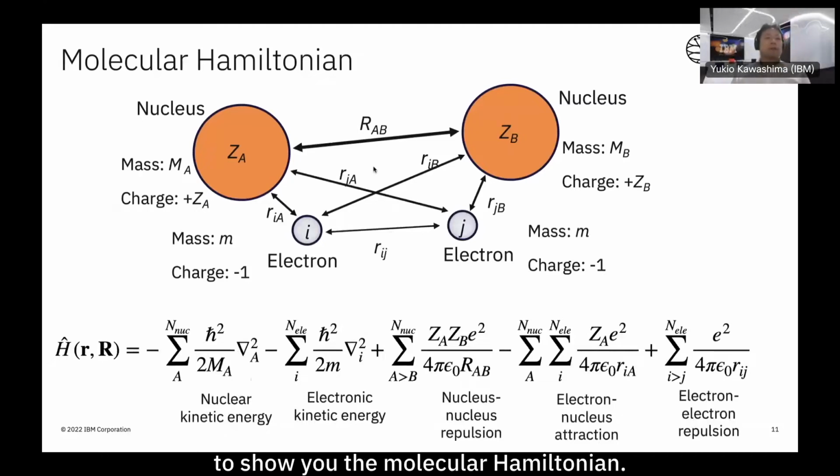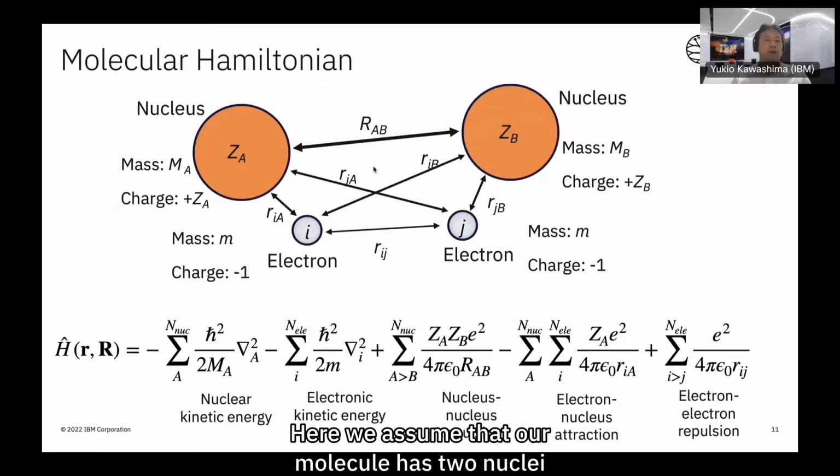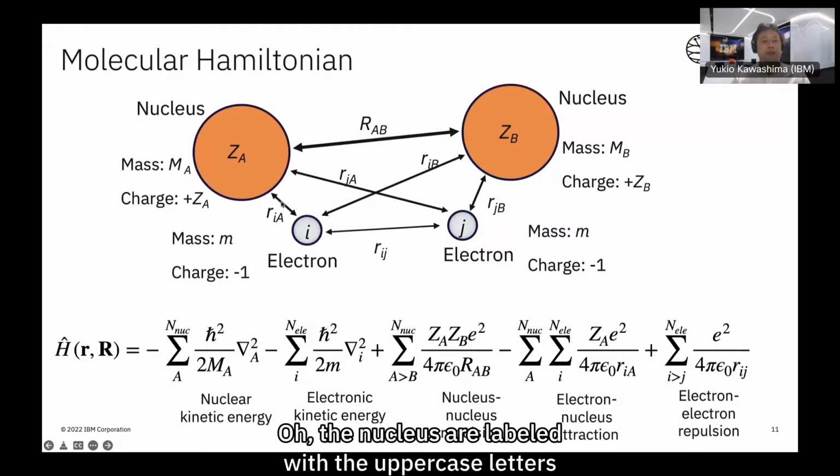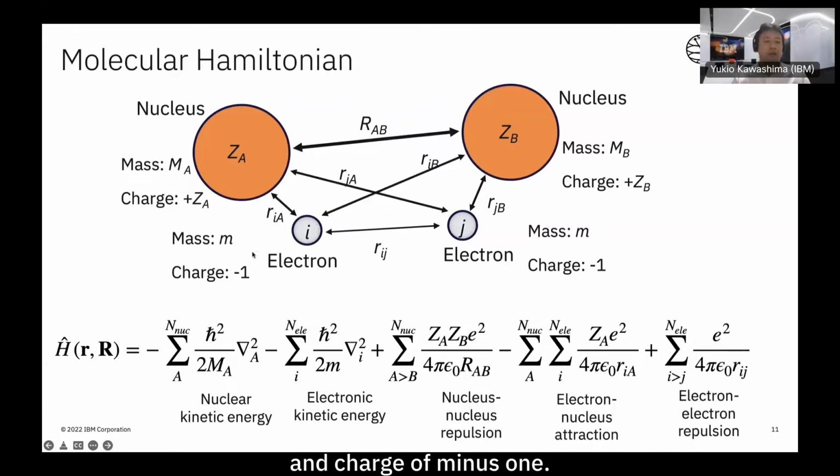Now I'd like to move on to show you the molecular Hamiltonian. Here we assume that our molecule has 2 nuclei and 2 electrons. The nuclei are shown in this large red circle. Nucleus A with mass Ma and charge ZA, and nucleus B has mass Mb and charge ZB. And the small particles here are the electrons. They're labeled with the lowercase letters, and the nuclei are labeled with the uppercase letters. And electrons I and J here have the mass of small m and charge of -1.